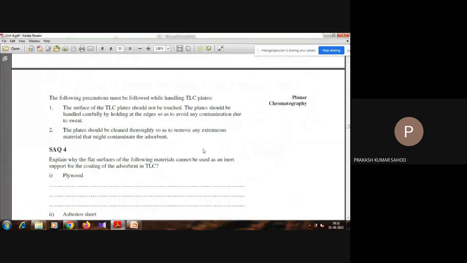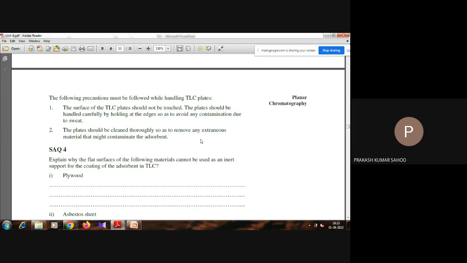Then just read out this one. The surface of the TLC plate should not be touched, neither with your finger nor with any other apparatus, because the planarity will be deformed. Thin layer chromatography and paper chromatography both belong to planar chromatography. So if it is touched, then the planarity will be deformed. The plates should be handled carefully by holding the edges so as to avoid any contamination due to sweat.